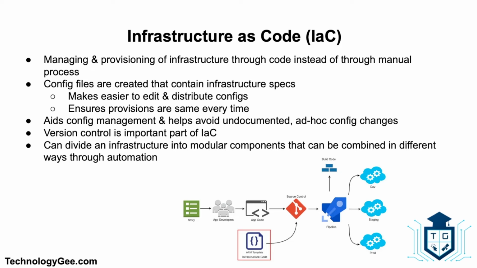By codifying and documenting your configuration specifications, infrastructure as code aids configuration management and helps to avoid undocumented ad hoc configuration changes. Version control is an important part of infrastructure as code, and configuration files should be under source control, just like any other software source code file. Deploying infrastructure as code also means that it can divide an infrastructure into modular components that can then be combined in different ways throughout automation.